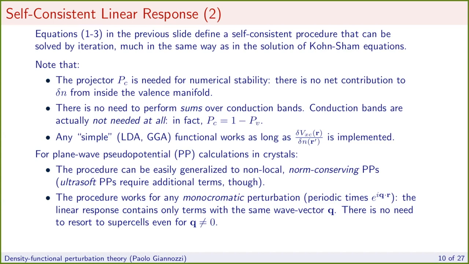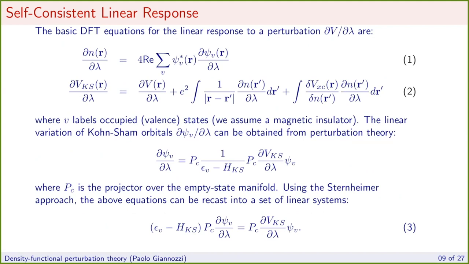So there is no sum of conduction bands, so no need to compute conduction bands in particular, which might be a problem to compute in general. And this procedure works also if pseudopotentials are non-local, and typically modern pseudopotentials are non-local effective potentials. The notation here assumes a local potential, V of r, but if it is non-local, it's not a big deal, it's just a straightforward generalization.